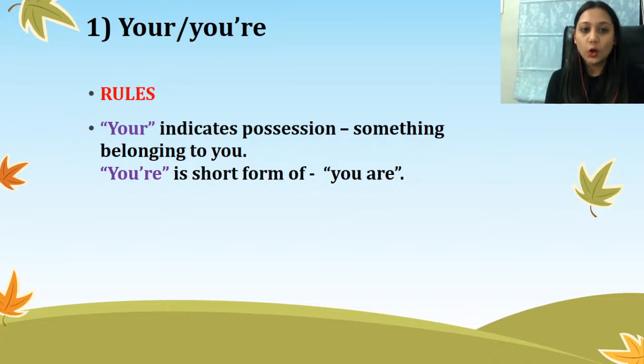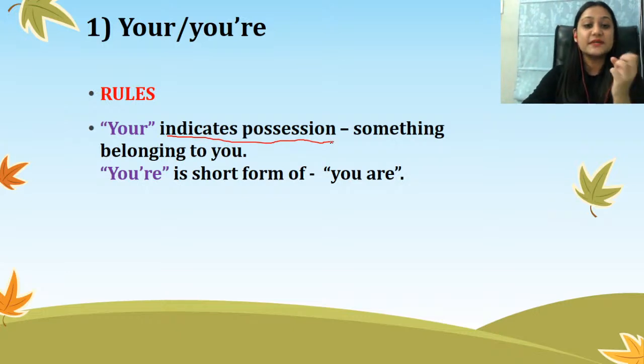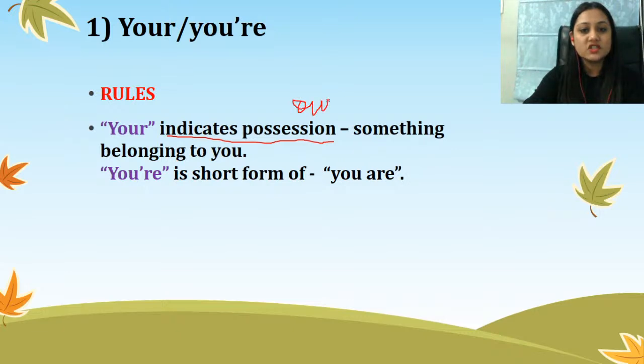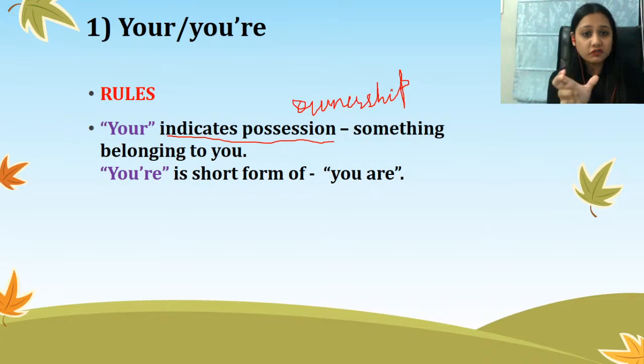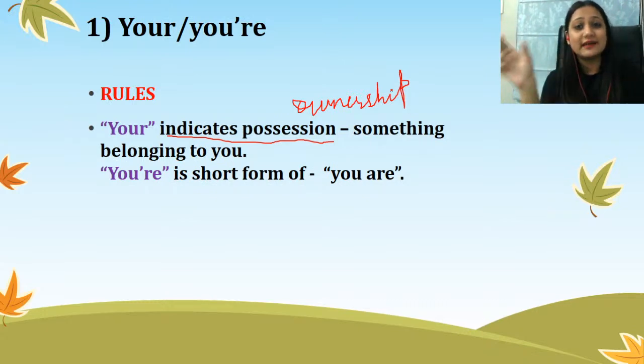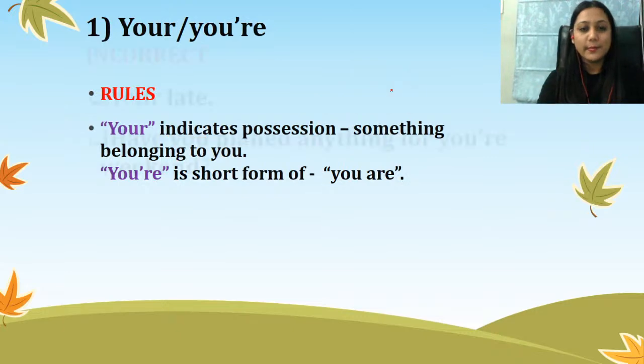Now, the first one is your and you are. I repeat, it is your and you are. The rule for your, that is Y-O-U-R, is that it indicates possession. It indicates that you hold it. You are the owner of it. Maybe you can say the ownership, something you belong to. And you're is a short form of you and are, that is you are.